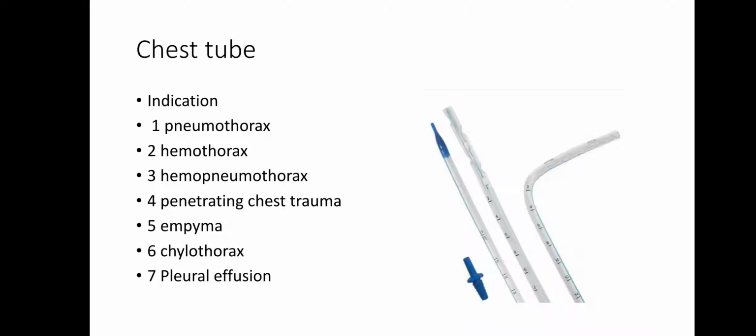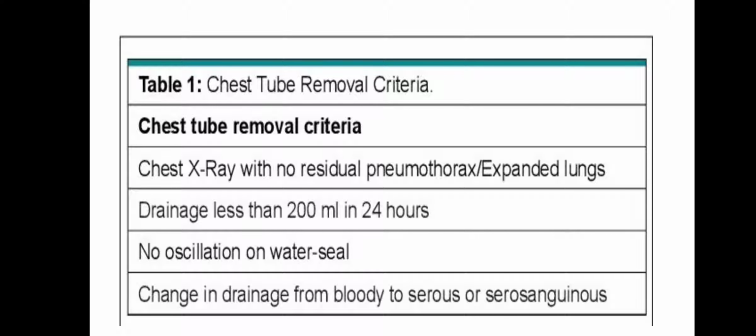General indications for chest tube insertion: pneumothorax, hemopneumothorax, empyema, unstable penetrating chest trauma, chylothorax, malignant pleural effusion, etc. Chest tube removal criteria: clinically stable patient with adequate air entry, chest X-ray with no residual pneumothorax or expanded lungs, tube drainage less than 200 ml per 24 hours, no bloody or purulent drainage.